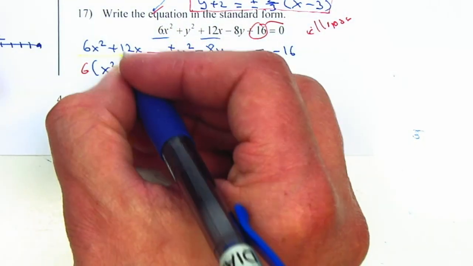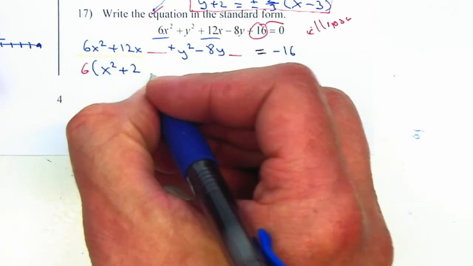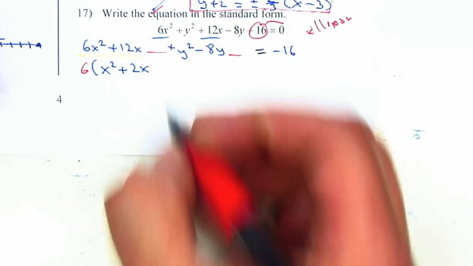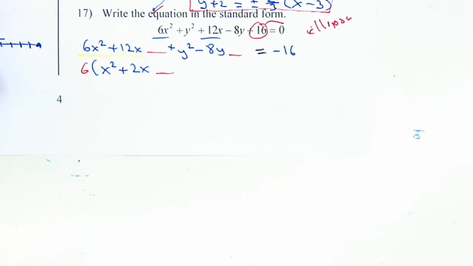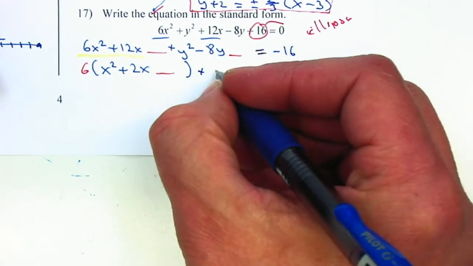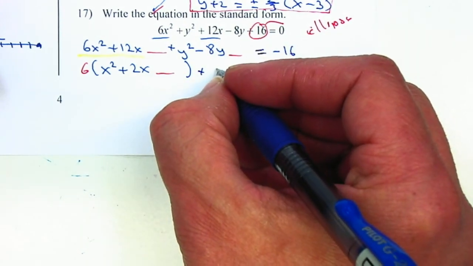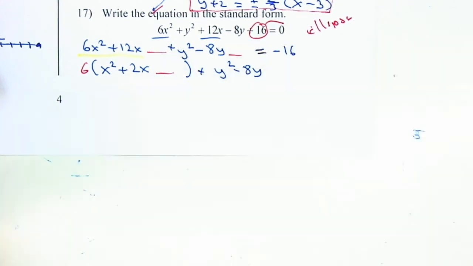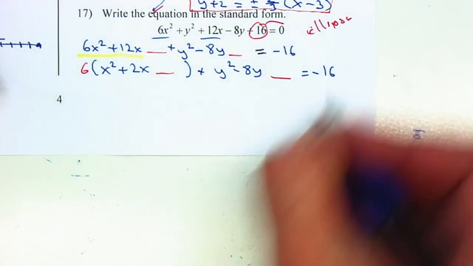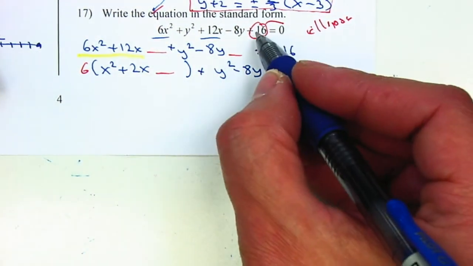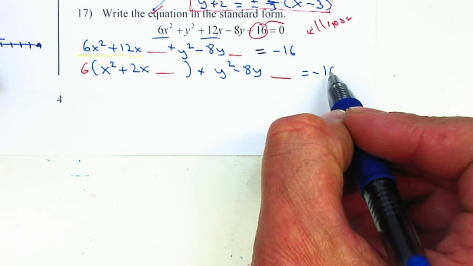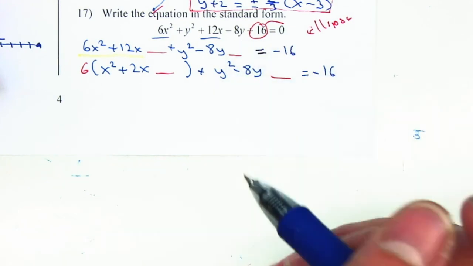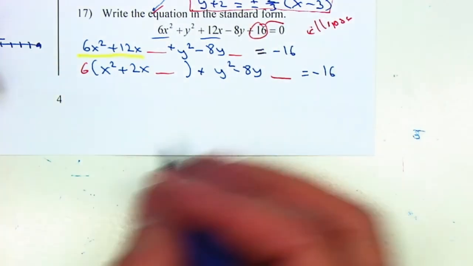x squared plus what is equal to 12x, so plus 2x. Leave some space. Plus, let me bring this down, y squared minus 8y. If you complete the square here, it's not a problem. You should get the same answer, negative 16. Some of you guys, when you move the 16, you forget to change the sign. Or you can just minus 16 on both sides if that works better for you.